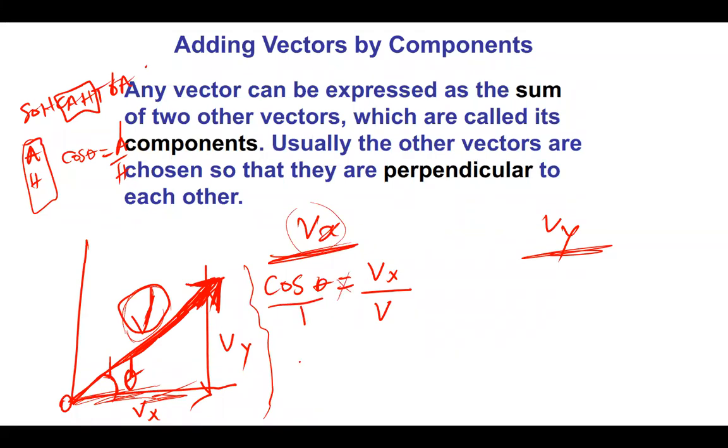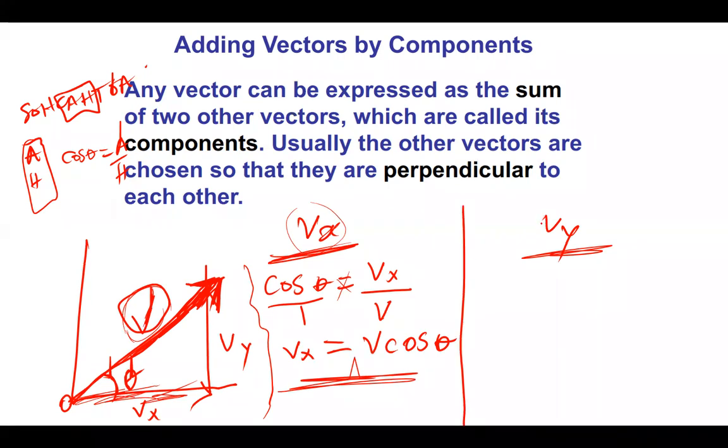So Vx times 1, we get Vx. Then this will be equal to V times cos theta. So we say V cos theta. So this is how you find the x component of any vector. You've been told to resolve it into its components. And then we do the same even in y.